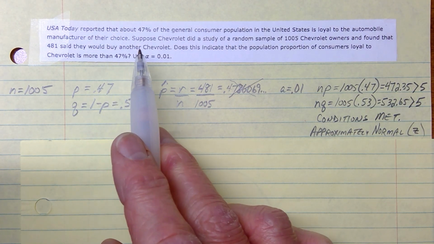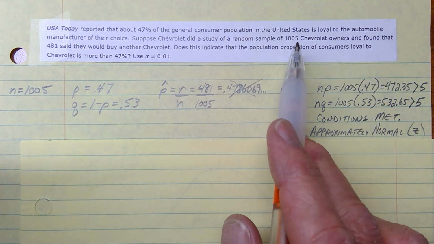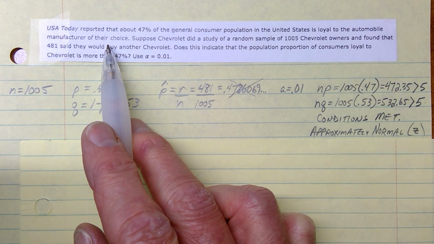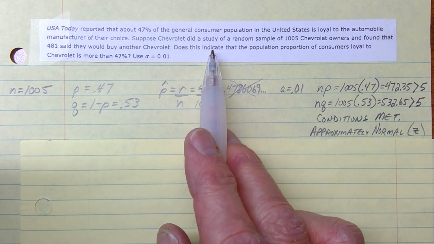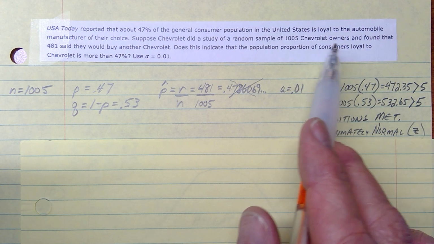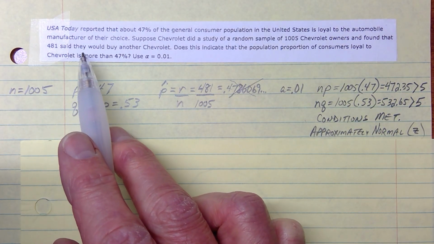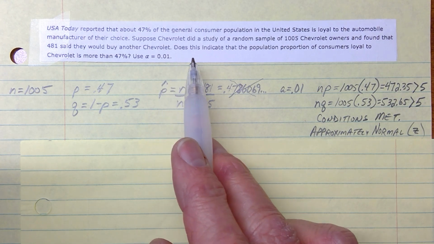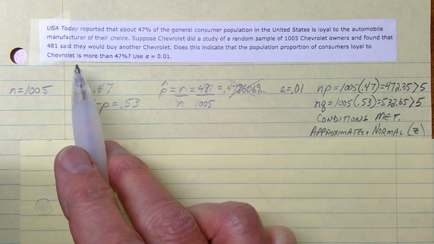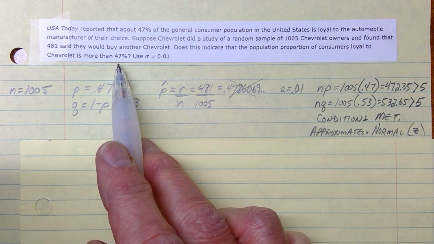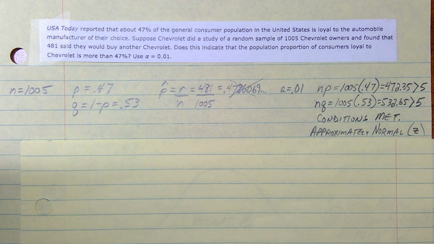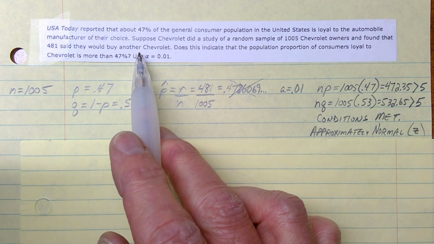USA Today reported that about 47% of the general consumer population of the United States is loyal to the automobile manufacturer of their choice. Suppose Chevy did a study of a random sample of 1,005 Chevy owners and found that 481 of them said they would buy another Chevy. Does this indicate that the population proportion of consumers loyal to Chevy is more than 47%, and use alpha equals 0.01? Okay, let's break that down.